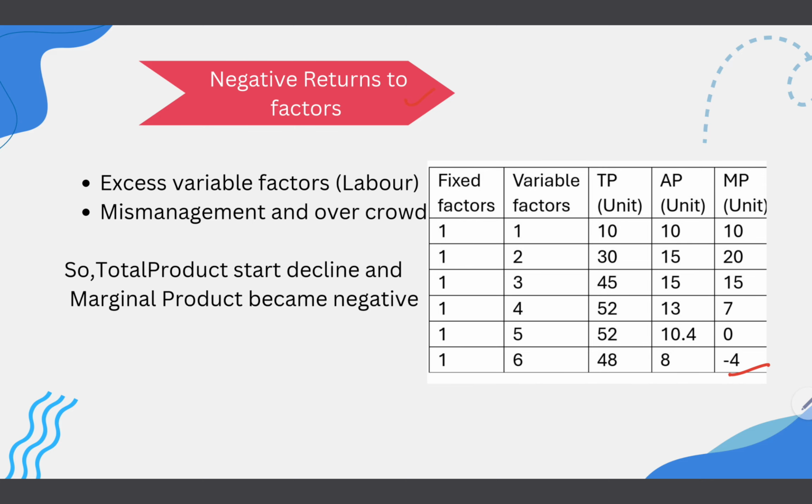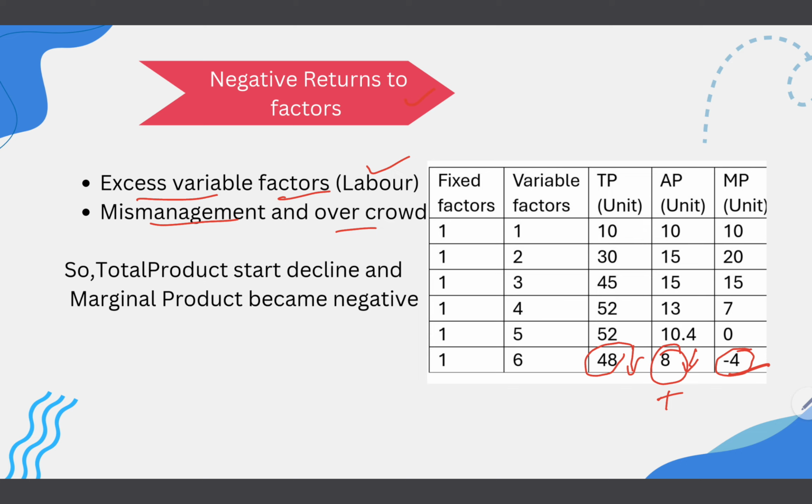Then the next stage is negative returns to factor, our third stage. In this stage, we observe that our marginal product is negative. Our total product decreases and our AP decreases, but is still positive. In this stage, we observe excess variable factor, that is labor, and also overcrowding, mismanagement, and higher costs. We already know our fixed factor is limited. The negative returns to factor apply because some factors of production are fixed by nature, which cannot be increased with the increase of the variable factor.